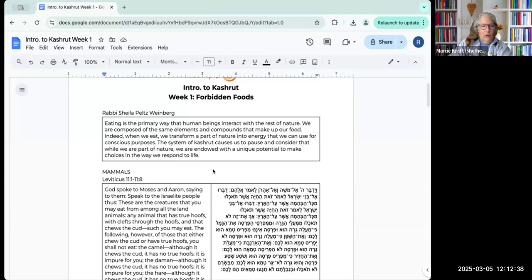Eating is the primary way that human beings interact with the rest of nature. We are composed of the same elements and compounds that make up our food. Indeed, when we eat, we transform a part of nature into energy that we can use for conscious purposes. The system of Kashrut causes us to pause and consider that while we are part of nature, we are endowed with a unique potential to make choices in the way we respond to life.